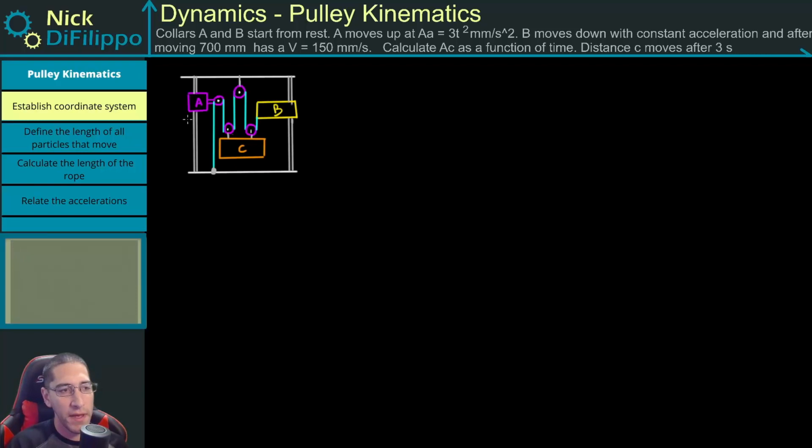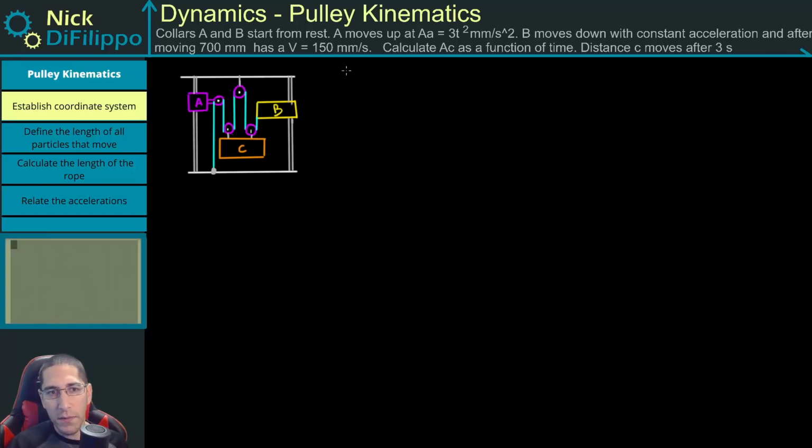We're given a bit of other information. We're told that collars A and B start from rest. A moves up at 3t squared millimeters per second squared, and B moves down with a constant acceleration. And after moving 700 millimeters, has a velocity of 150 millimeters per second.